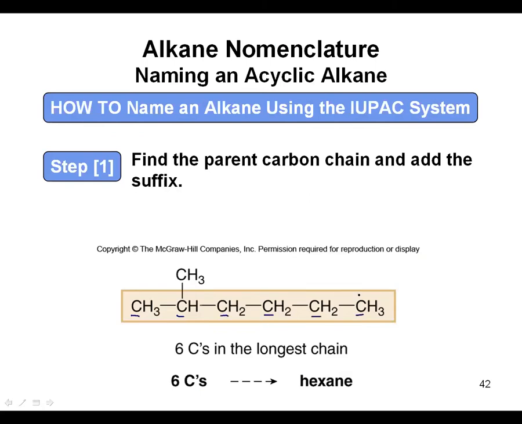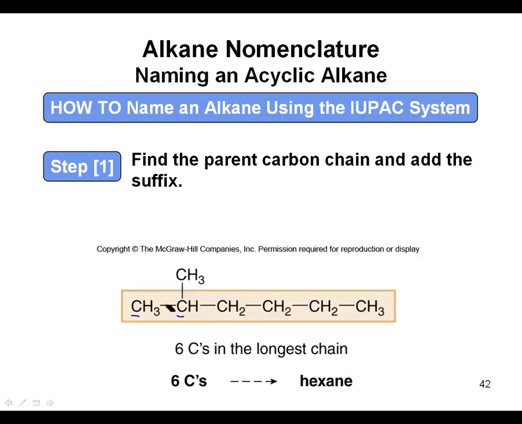We also, by the way, could get 6 if we went 1, 2, 3, 4, 5, and 6. And the last option would go 1, 2, and 3, which is obviously less than 6. So again, you can sometimes get the same number in terms of longest continuous carbon chain, no matter which way you go.